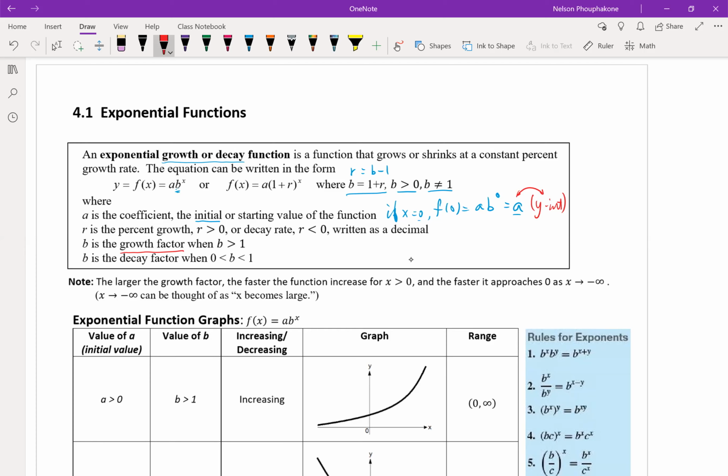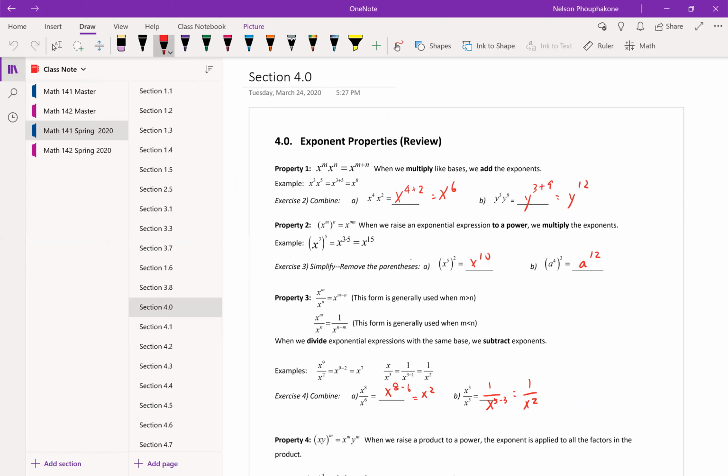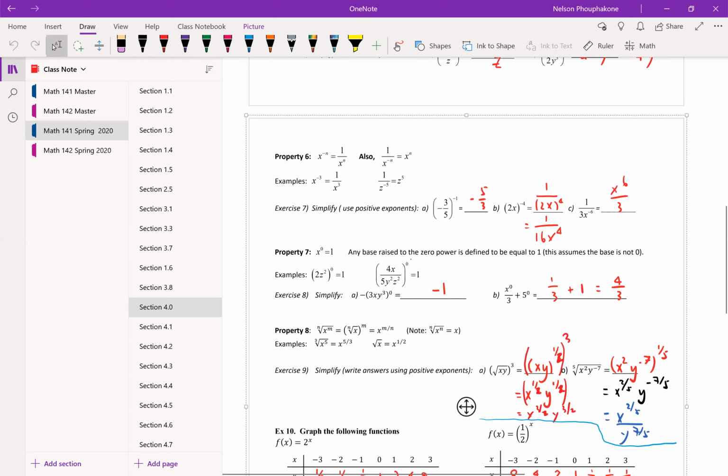So let us look back at section 4.0. Remember, section 4.0 basically talks about the exponent properties. It's just the review. Make sure that you actually work on this handout. Know all the 8 properties, especially that if it is raised to the power of 0 it is 1, and how do we take care of the negative exponents? And later, in section 4.3, you also need to know the n-th root, and how we rewrite it into exponents.